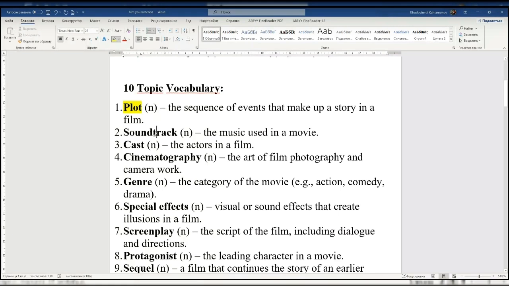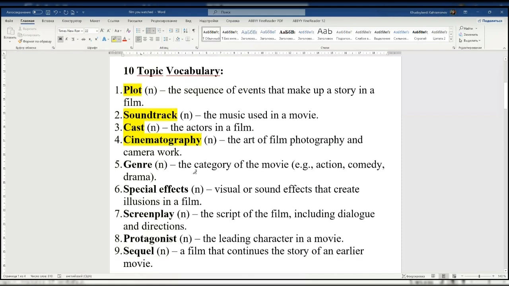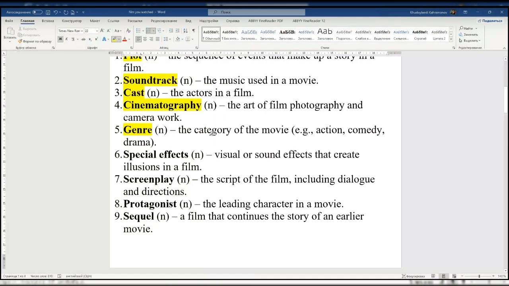And the next one is soundtrack. Soundtrack means the music used in a movie, right? And the cast means the list of actors cast in the film, for example, the main actors, the opposite actors, and so on. The next one is cinematography, which means camera work, right? Or the art of film. And the next one is genre, the category of the movie.